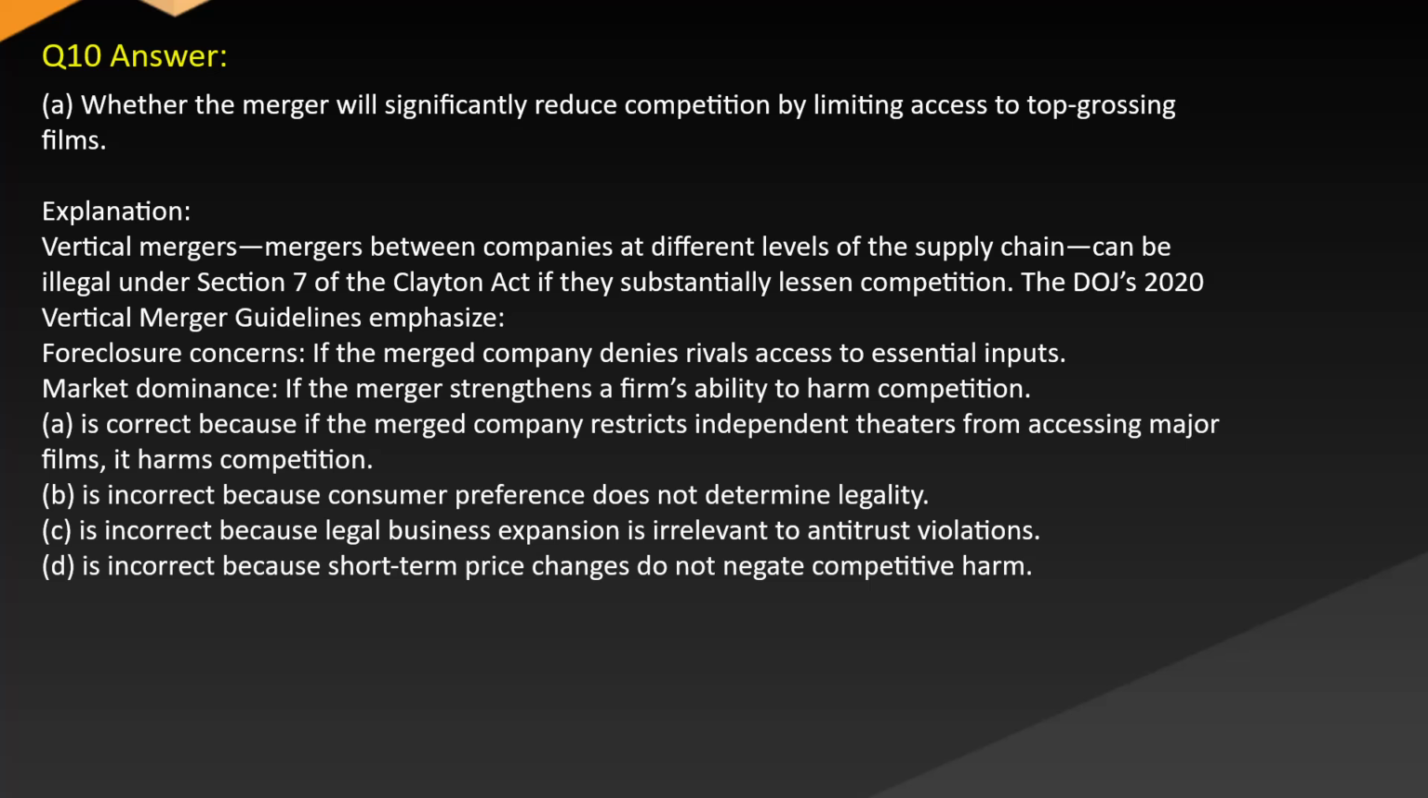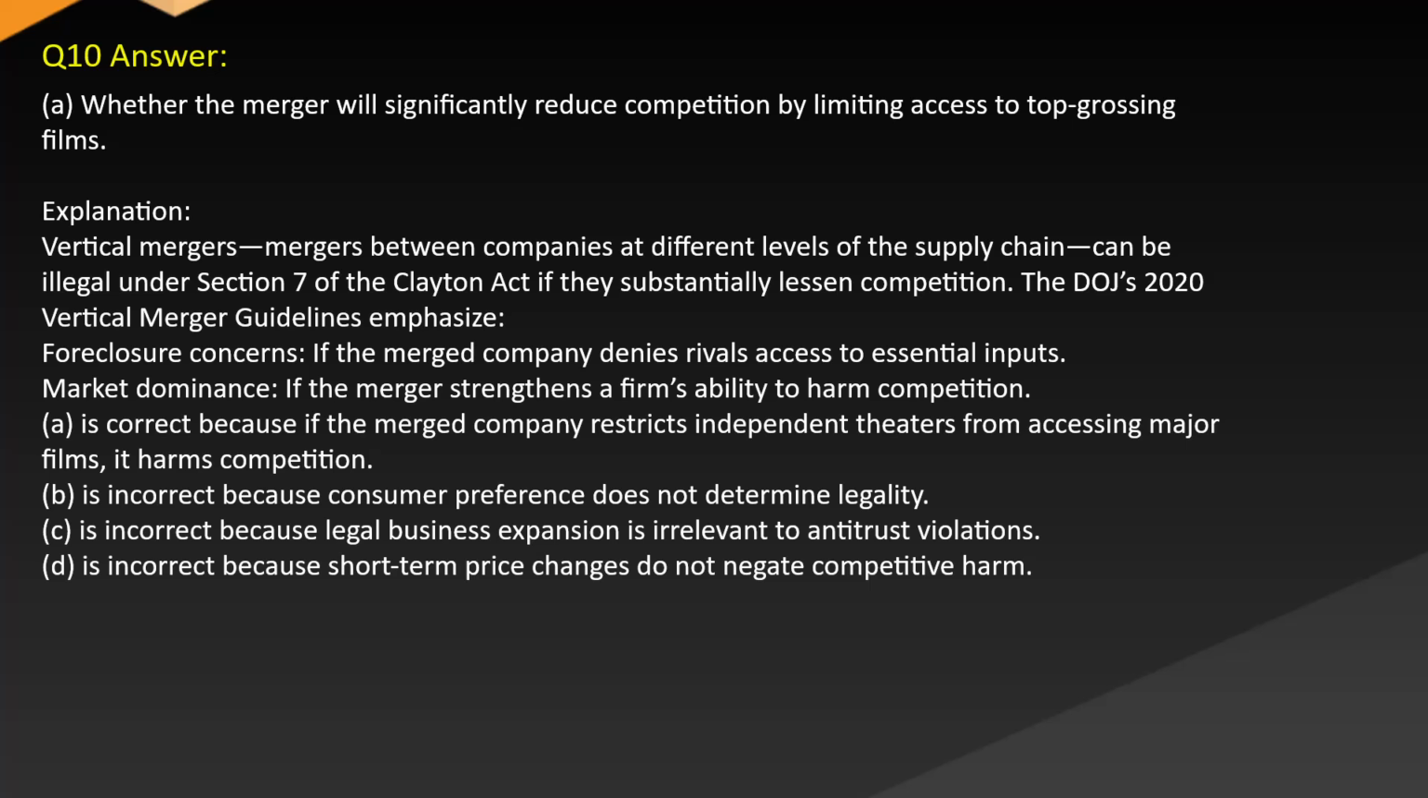Answer A. Whether the merger will significantly reduce competition by limiting access to top-grossing films. Explanation: vertical mergers, mergers between companies at different levels of the supply chain, can be illegal under Section 7 of the Clayton Act if they substantially lessen competition. The DOJ 2020 vertical merger guidelines emphasize foreclosure concerns if the merged company denies rivals access to essential inputs, or if the merger strengthens the firm's ability to harm competition. A is correct because if the merged company restricts independent theaters from accessing major films, it harms competition.